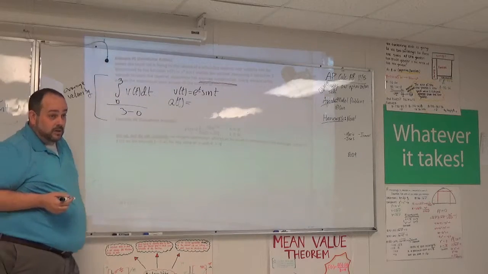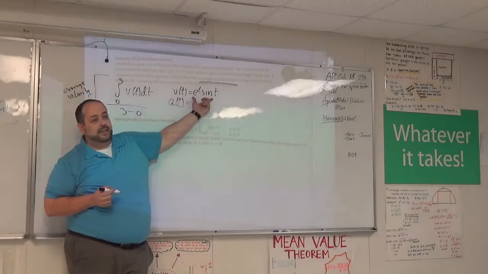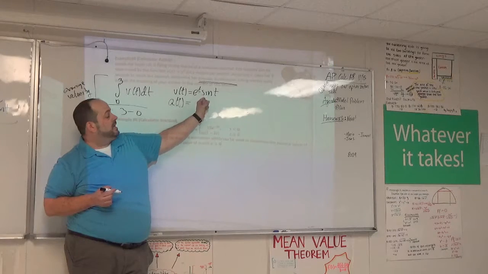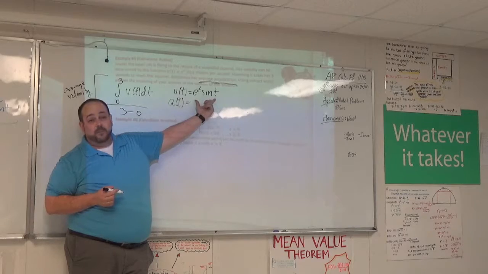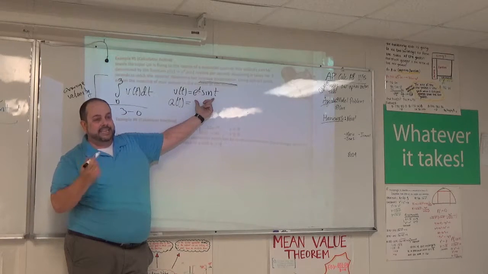Chain rule? Yeah, but it's still going to be one. It's going to be the same. The only thing you're changing is color. e to the t sine t, the way that I would hope that you would read this is e to the t times sine of t.